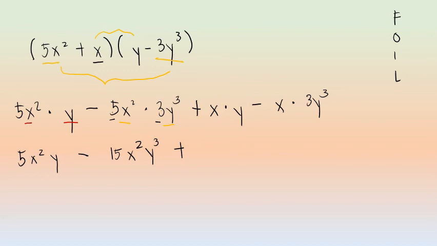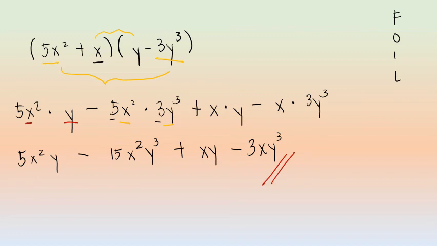Different bases again, so just copy. Then last, minus x times 3, or we can say 3x, y cubed. Okay. So is there anything you can simplify here? No, because they all have different bases. Okay. So this is already your final answer.